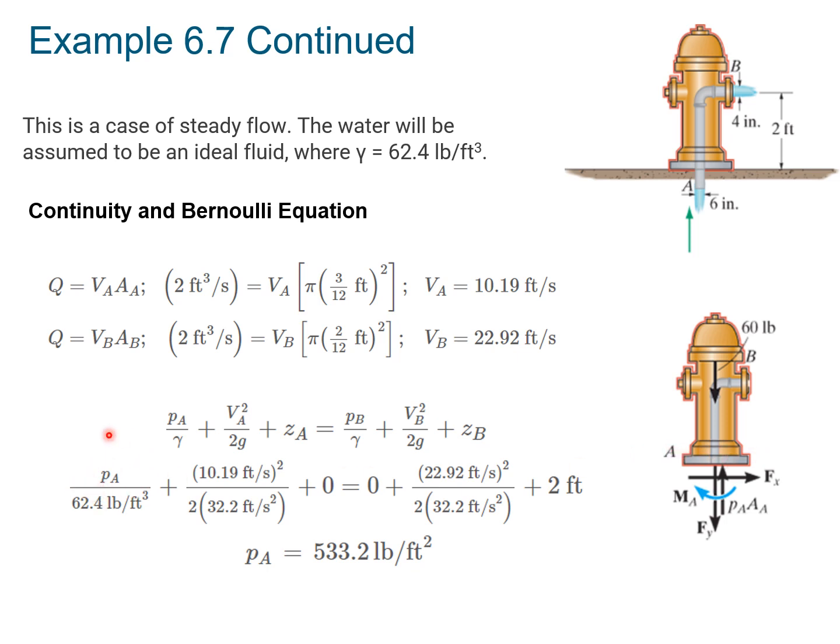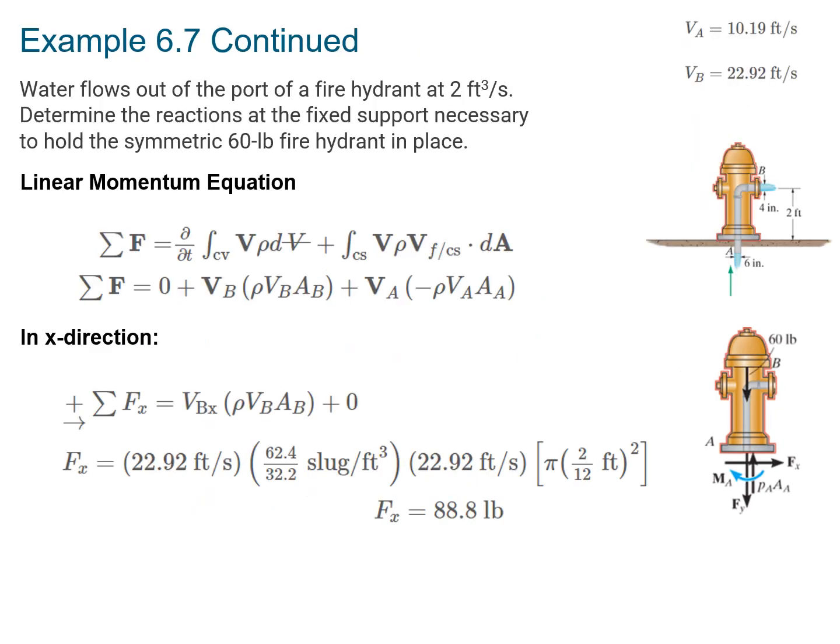The pressure at A, we don't know. That's what we're trying to find. V at A, we know what that value is there, so we can find the pressure at A: 533.2 pounds per square foot. So now we can apply the linear momentum equation.